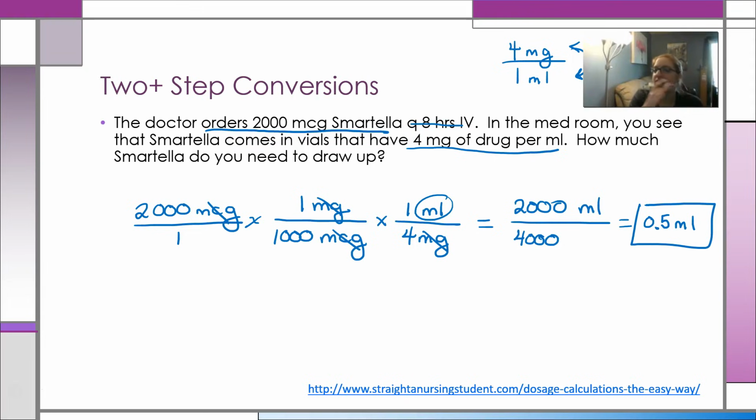So you see here we had to take that extra conversion step because we had to convert from one unit to a different unit. So micrograms to milligrams. We had to change that prefix for our gram.